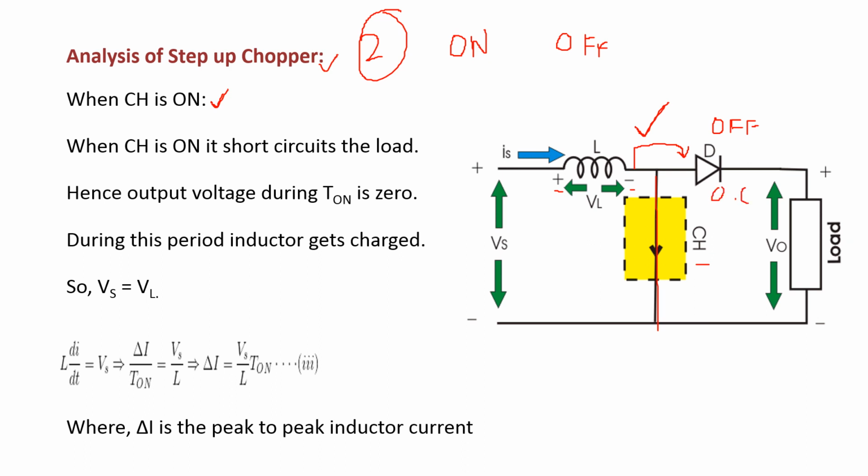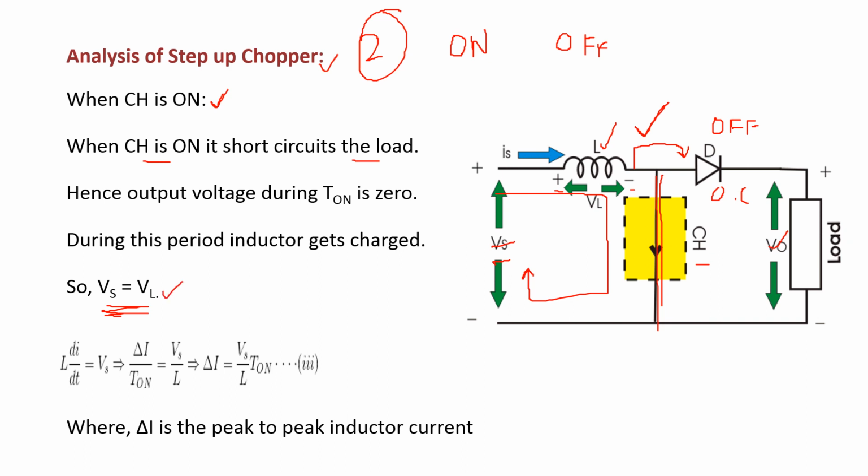So there is no path for current from source to load, but there is a path for current in the direction of Vs plus, inductor, chopper and Vs minus. So the total input voltage is going to appear across this inductor. Here when the chopper is on, it short circuits the load. Here this chopper acts as a short circuit, and hence the total input voltage appears across the inductor, that is Vs is equal to VL.